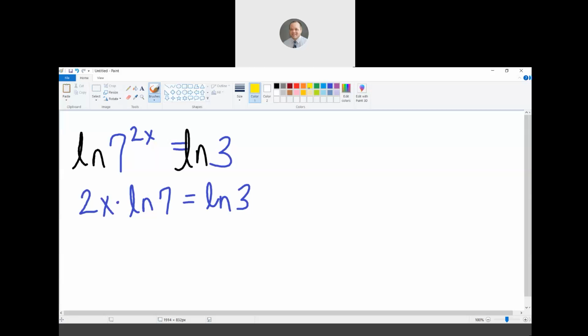Now we're solving for x. We need to get x by itself. So we need to divide both sides by the 2 natural log of 7.